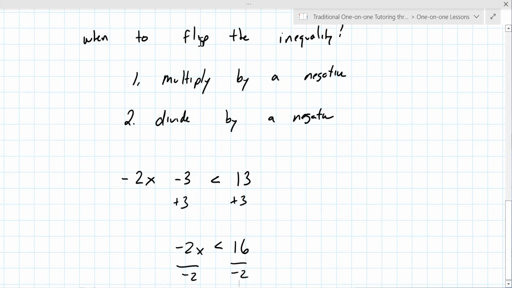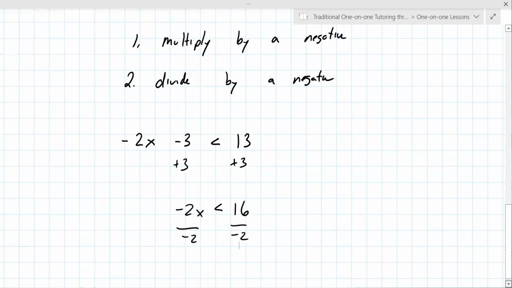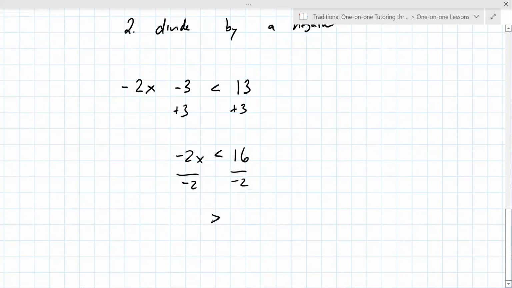What do you do to the inequality? Give me a different word. Flip the inequality. Flip it. Now here's what flipping it means. It means it goes to greater than this time. See how this is flipped? So x is now greater than -8.